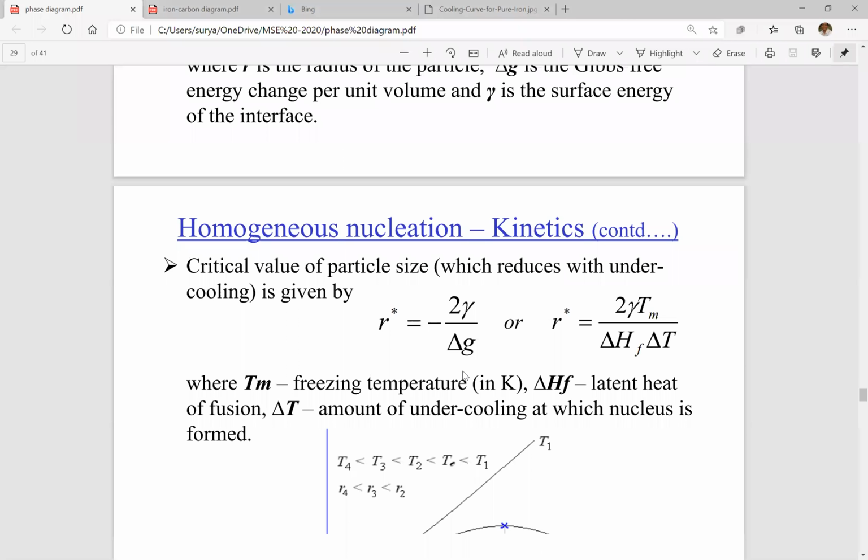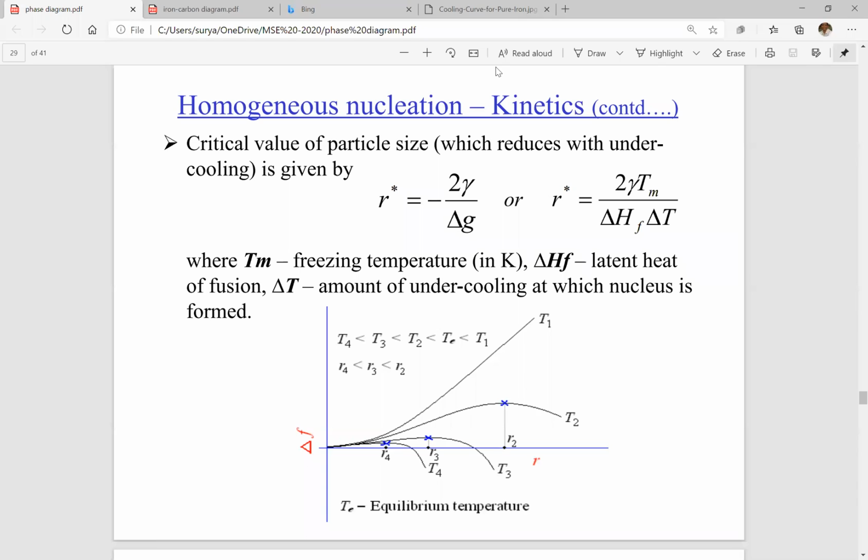And if you see the critical value of the particle size, the R, which reduces with undercooling, is given by, in the undercooling process, the value of R, or otherwise the critical value of particle size, will be reduced by this formula, R equals minus 2 gamma by del G, or R is equal to 2 gamma Tm by del Hf del T. Where Tm is the freezing temperature in Kelvin, del Hf is the latent heat of fusion, and del T is the amount of undercooling at which the nucleus is formed.